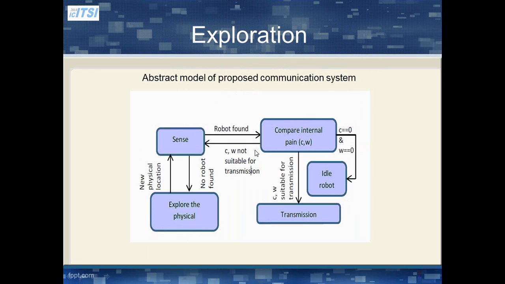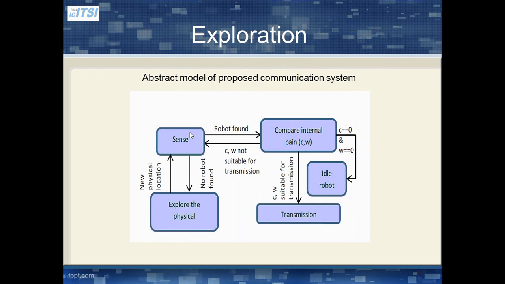If C or C and W, that is communication pain and work pain, is greater for the receiver robot than the sender robot, no transmission is done, and this robot then goes for exploration of its physical environment. If any robot is found, it again does the comparison of C and W and decides whether a transmission can be done or not. So this cycle occurs till the robot's C or W both become 0.